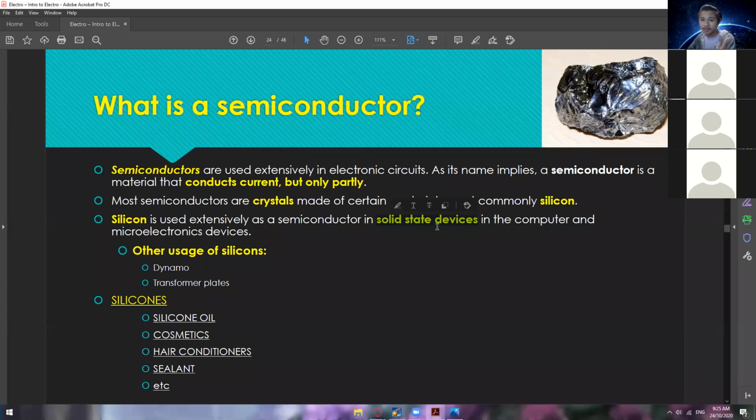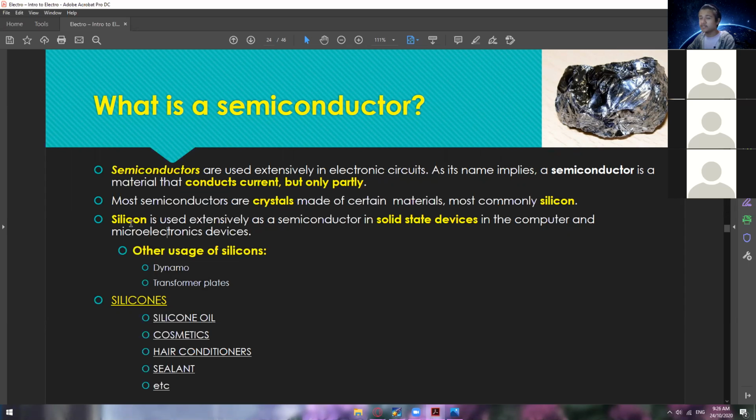Like for example, the one that we're using in computers, an SSD drive. Until now, we're still using HDD or hard disk drive. It has a disk inside where it's moving. But for a solid state device, from the words themselves, solid state, it doesn't have moving parts inside of it. Silicon is also used in microelectronics devices, and other usages of silicon are for dynamos and transformer plates.